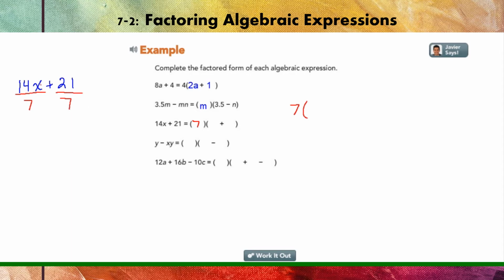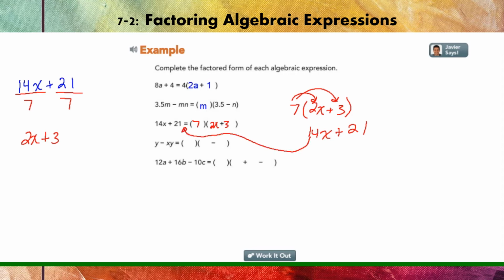So 14x divided by 7, we know 14 divided by 7 is 2, and then you leave your variable part. 21 divided by 7 is a positive 3. So this will be left inside of the parentheses, the 2x plus 3. And remember, you can check this by distributing back in. We know 7 times 2x is 14x, and then 7 times 3 is a positive 21. And this brings us right back to our original expression.